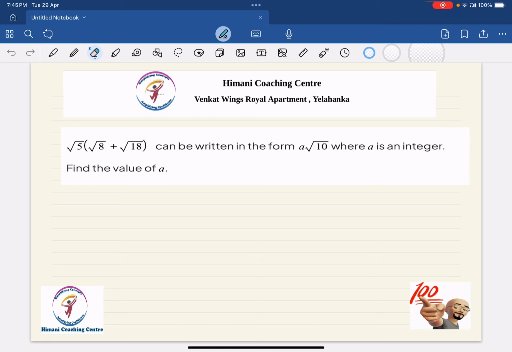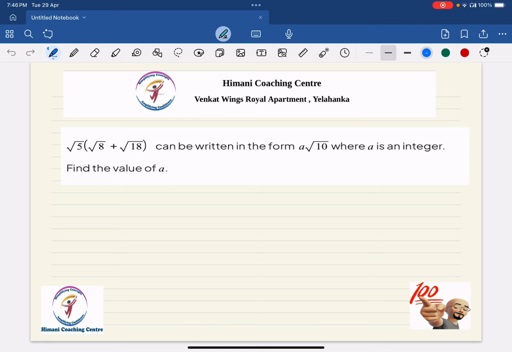Students, today we are going to discuss the topic Surds for IGCSE, IB, and ICSE boards. It is also applicable to CBSE boards as well. So let us look at question number one. I have taken questions from IGCSE previous board papers.